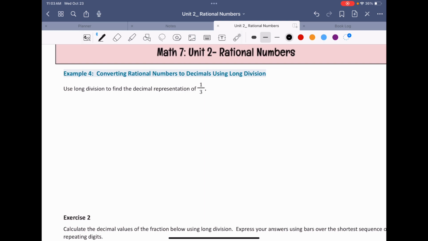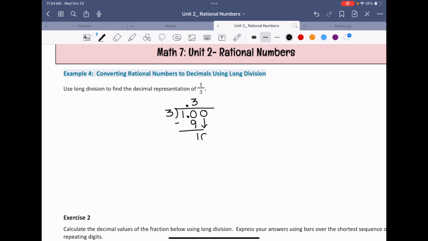So we're going to do 1 together. So remember, I'm going to push it over. So 3, then the 1. 3 does not go into 1, so I'm going to add a decimal, add a 0. 3 goes into 10. 3 times 3 is 9. Subtract. 1. That's weird. Add a 0.